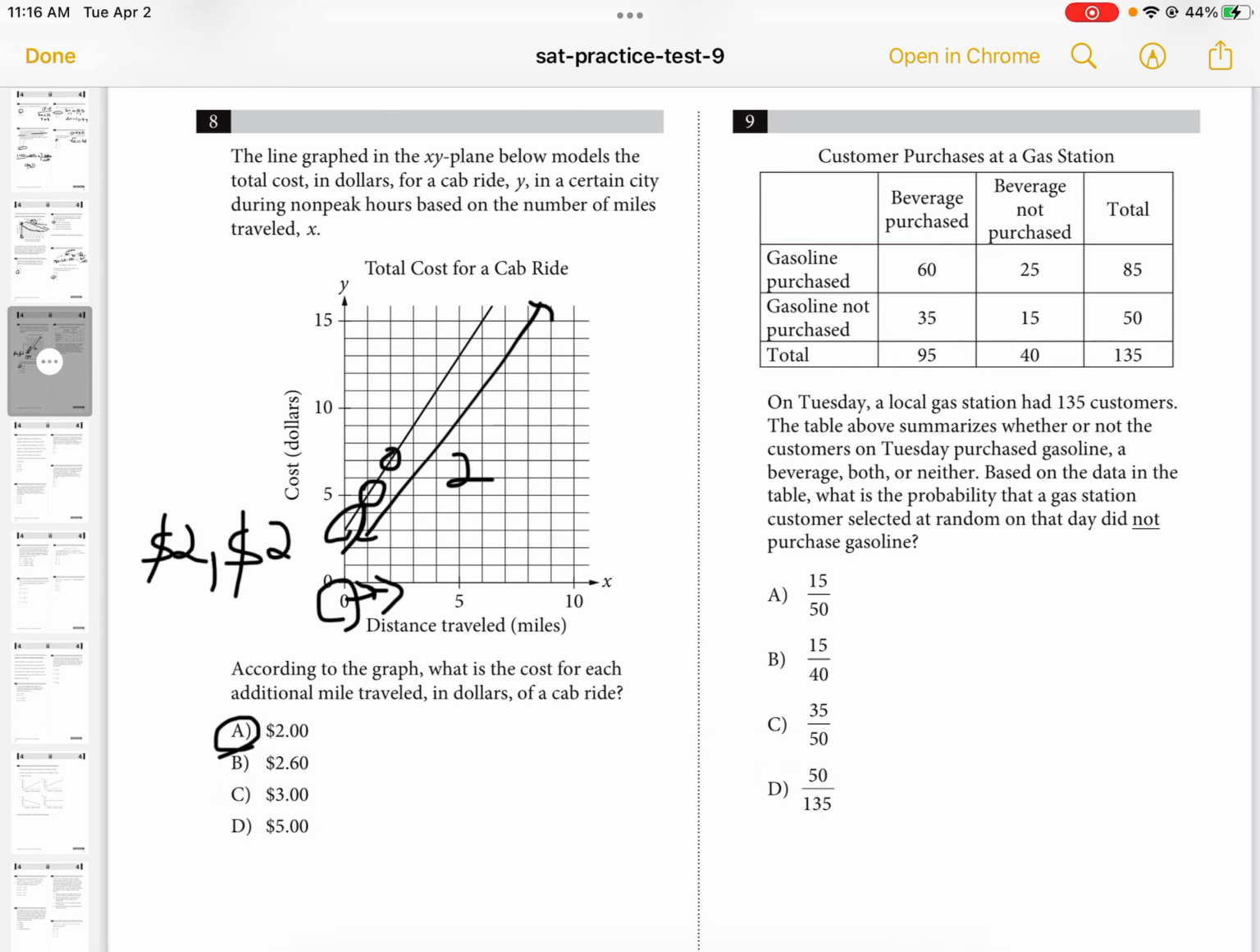And number 9 here. On Tuesday, a local gas station had 135 customers. The table above summarizes whether or not the customers on Tuesday purchased gasoline, a beverage, both, or neither. Based on the data in the table, what is the probability that a gas station customer selected at random on that day did not purchase gasoline?